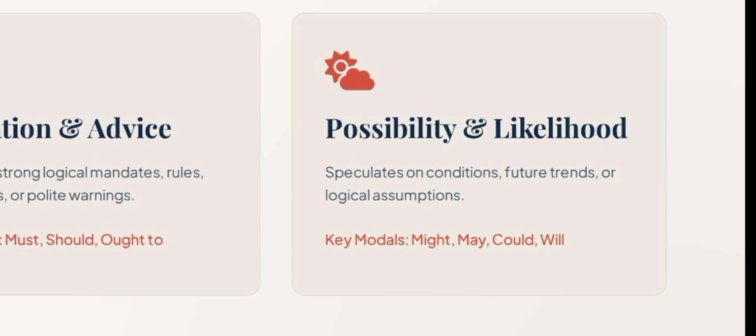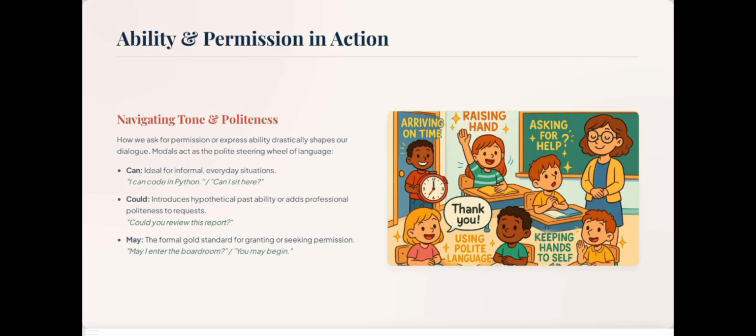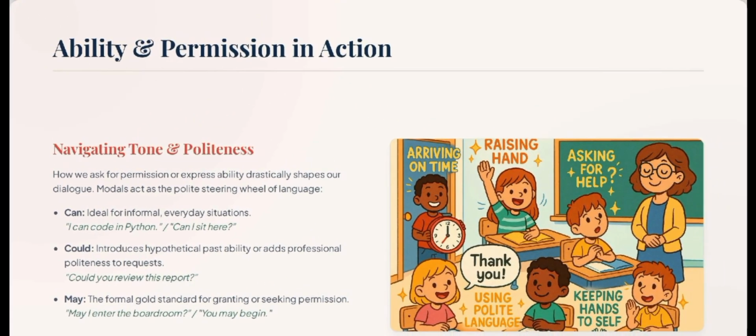May and might show permission or possibility. For example, you may leave now. Or might shows weak possibility. For example, it may rain today. It may rain today shows weak possibility.